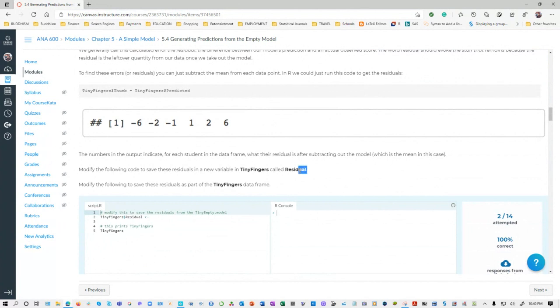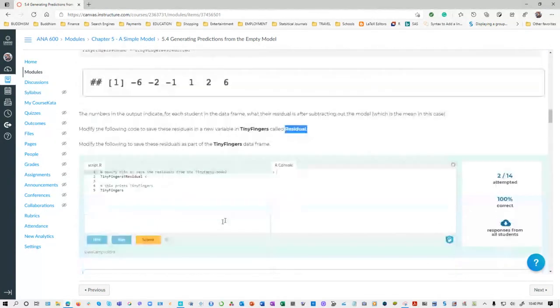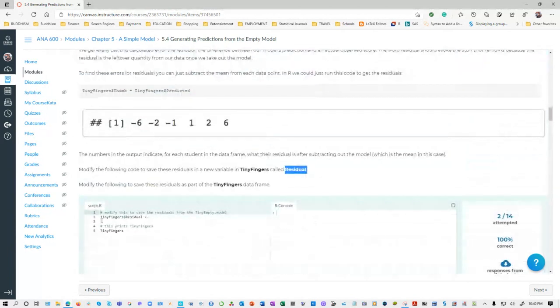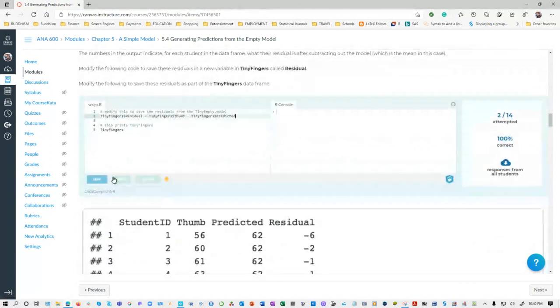Instead of that, you can get the residual. These are the residuals in another way. They say to modify this to save the residual from the tiny data set. You can see residual. They call it the residual. Modify the file, save these residuals in a new variable called residual, and put it back into that data set, and then run that one. This is the actual thumb length minus the predicted one, which will give you the residual. The residual will be put back into the data set. Look at that.